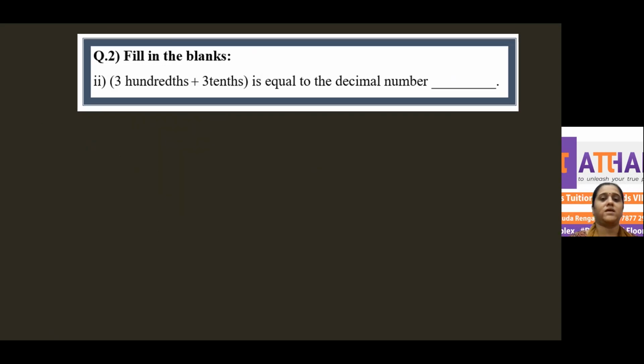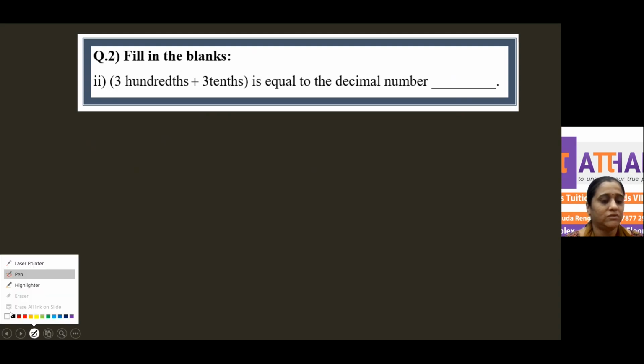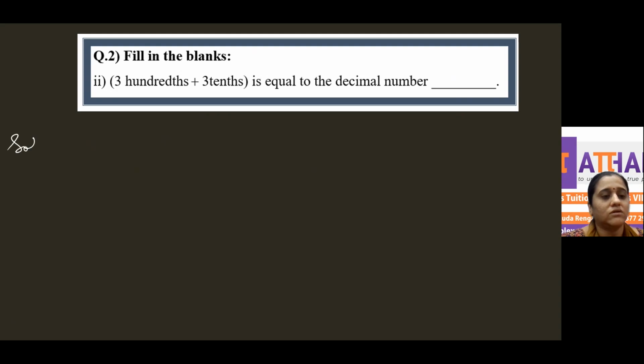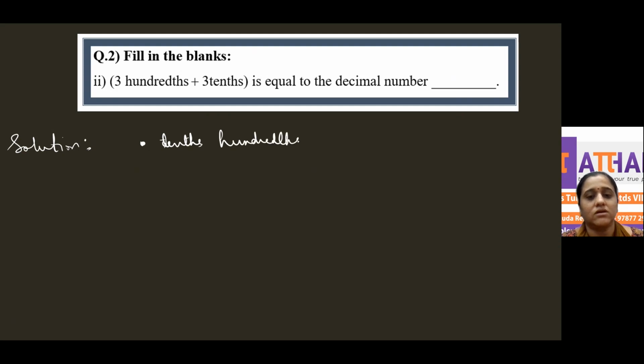Ready? Okay. Now, 3/100ths plus 3/10ths is equal to the decimal number. So we should write the place value chart. We'll follow the procedure. Okay. So the whole number part is not there. So decimal point, tenths, hundredths, thousandths.